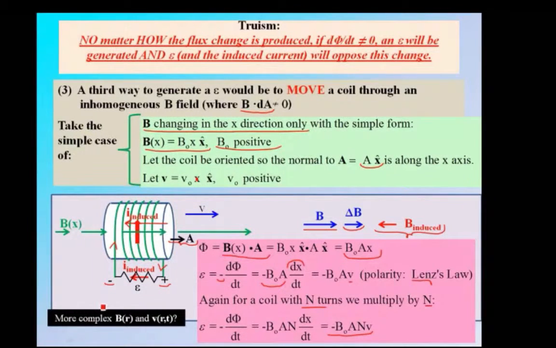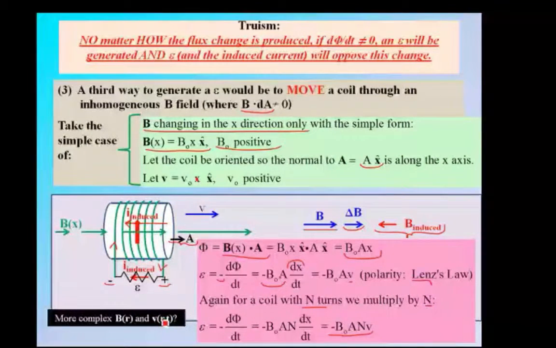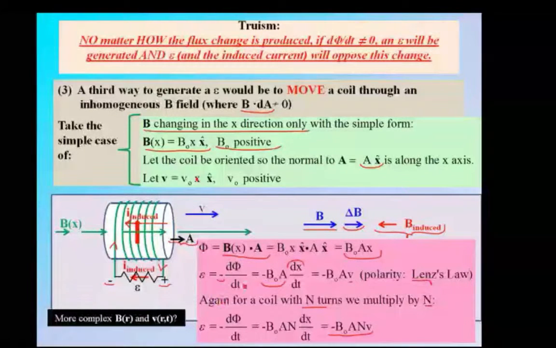If we were to take more complex B fields, for example that it's changing in 2 or 3 dimensions, and we have a complicated V, one that might depend on time, one might depend on the position, then we're really going to have a hard time. This simple case, of course, we can do right away.